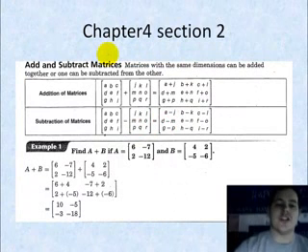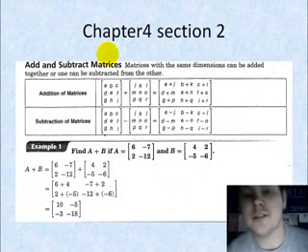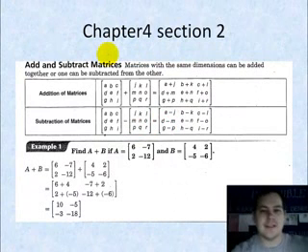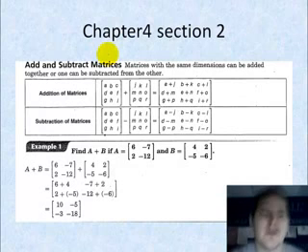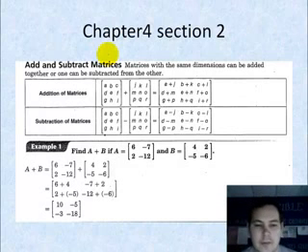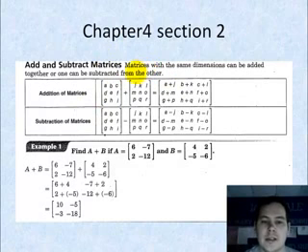Today we start Chapter 4, Section 2. This is going to be adding and subtracting matrices. Matrices with the same dimensions can be added together, or one can be subtracted from the other. But what we're looking at here is that they are the same dimensions. If they have different dimensions, this is not going to be possible.